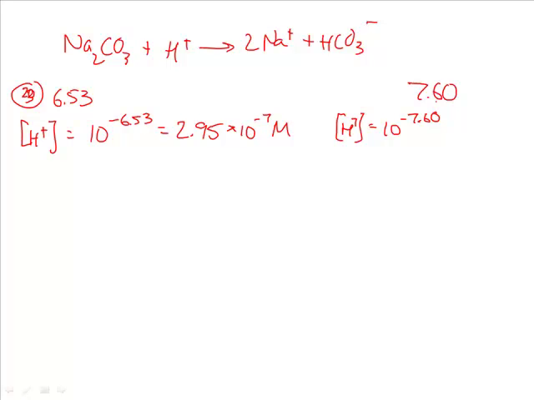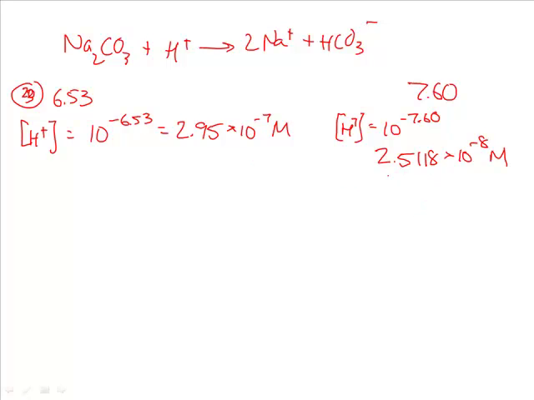So if I get a calculator, I can do this a lot easier. So you take your negative 7.60, 10 to the x of that, and this gives you a concentration of 2.5118 times 10 to the negative 8th molarity. So the concentration is going from a 2.95 down to a 2.5118.